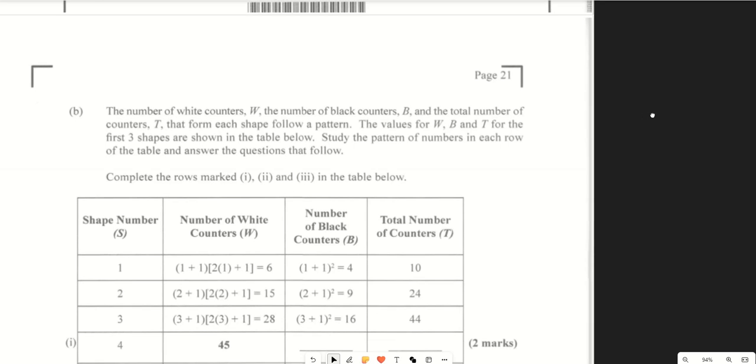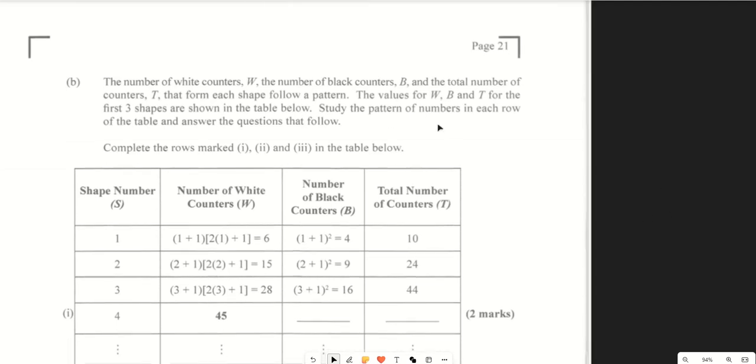Now let's look at this. The number of white counters W and the number of black counters B. So this is white and this is black. And the total number of counters T from each shape following a pattern. So this here is basically black plus white. The values of W and B and T for the first three shapes are shown. Study the pattern in each row of the table and answer the question that follows.